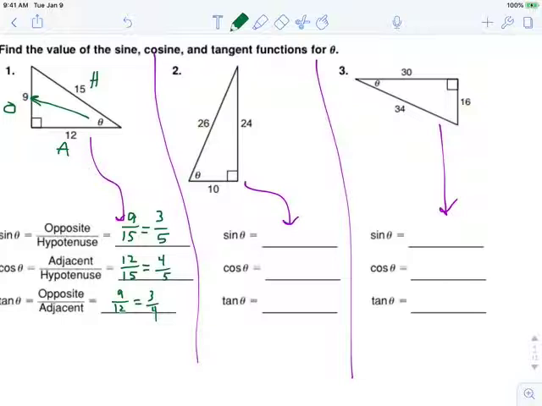Okay, so there's the first one. I'll give you another minute or two for the other two. Let me know if you need any numbers read off. I know some of you are kind of far back there.